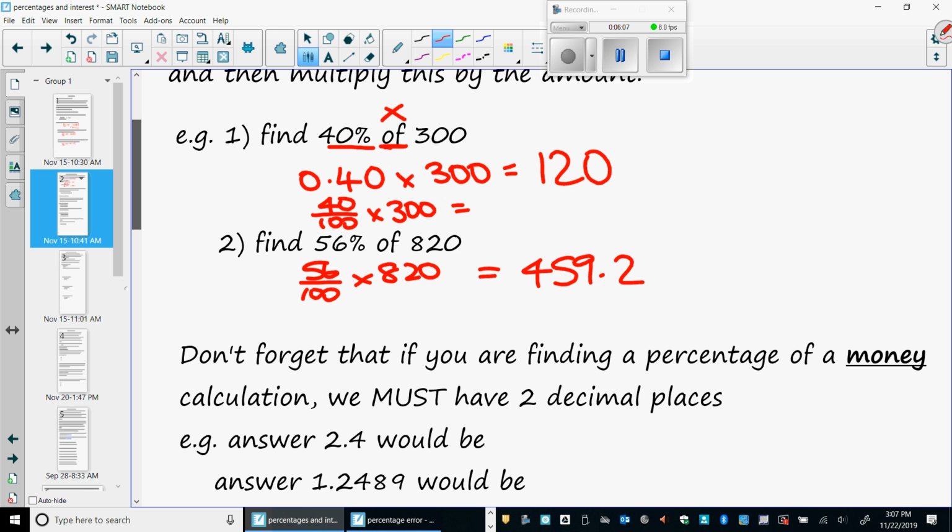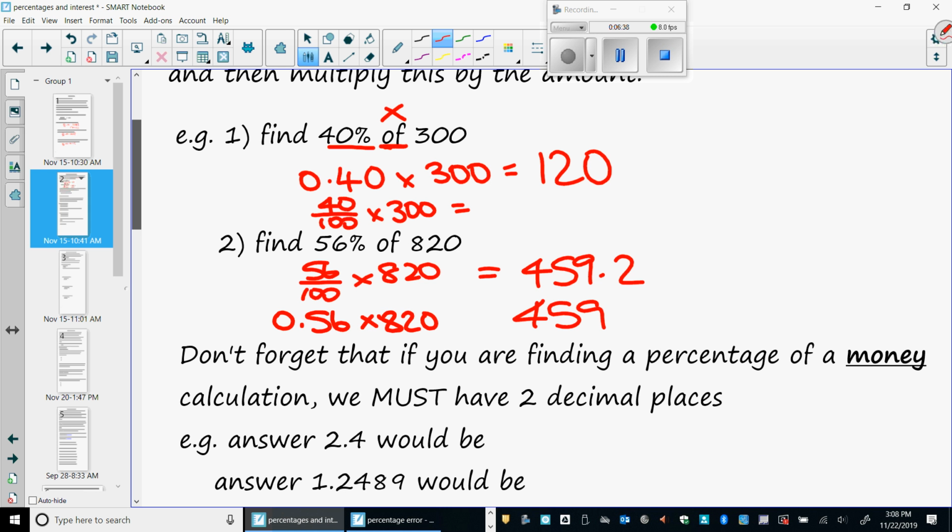459.2. So if we're keeping to 3 sig figs, that would be 459. Percent? No, a number. For the other one, we found the answer first and then what? This one we could have written 0.56 multiplied by 820. You get the same answer either way, Abby. Either one, whichever method you do.